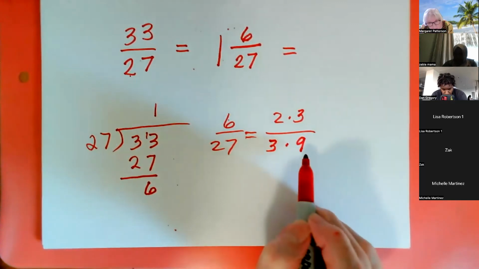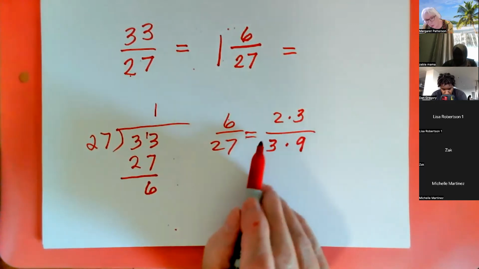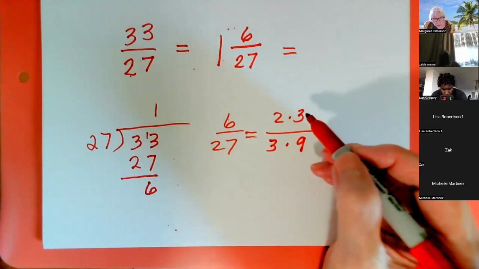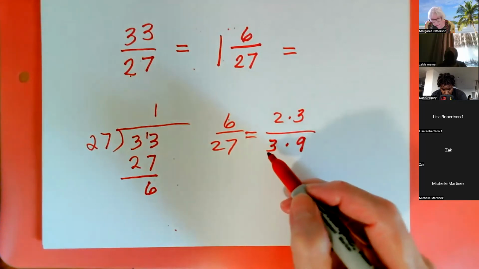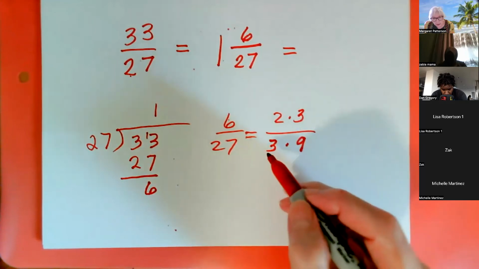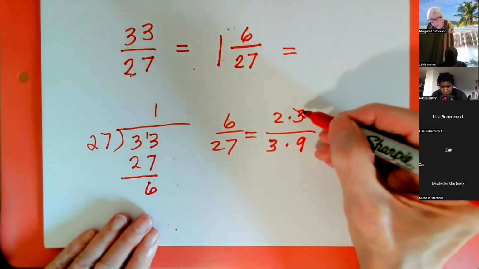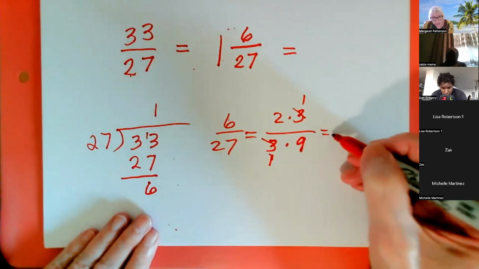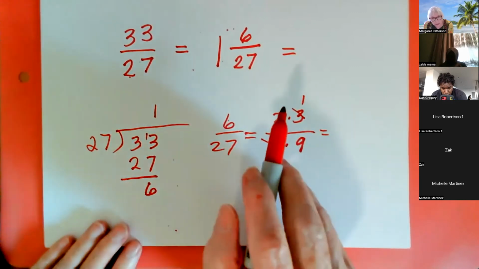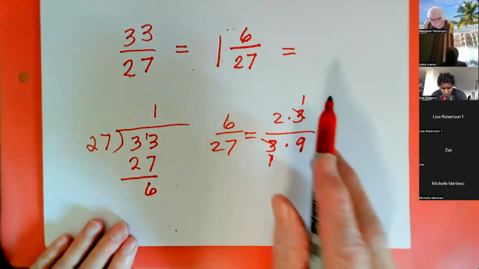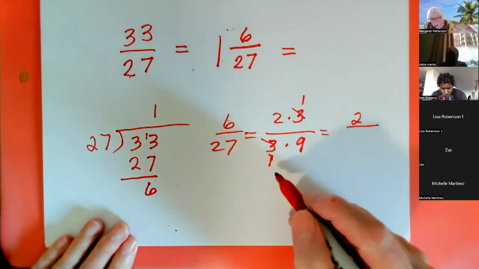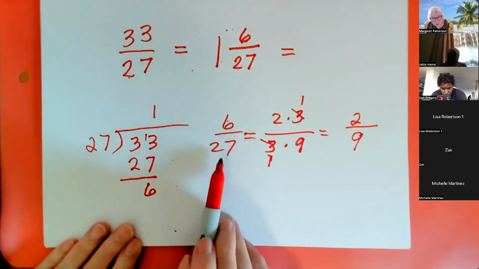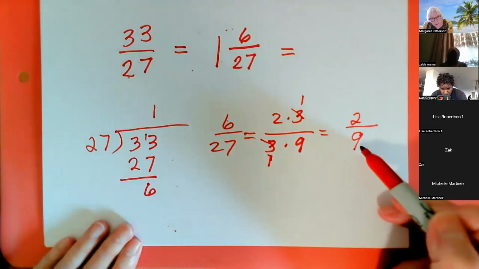So see, this is breaking down. I call it the skeleton view of the numbers. We're trying to see what they came from. Now, what happens here is I've got a 3 on top and a 3 on bottom. 3 divided by 3, and so I can actually cancel them down to 1. When I do that, I took out what's unnecessary. 2 times 1 is 2. 1 times 9 is 9. So 6 over 27 turned into 2 over 9.